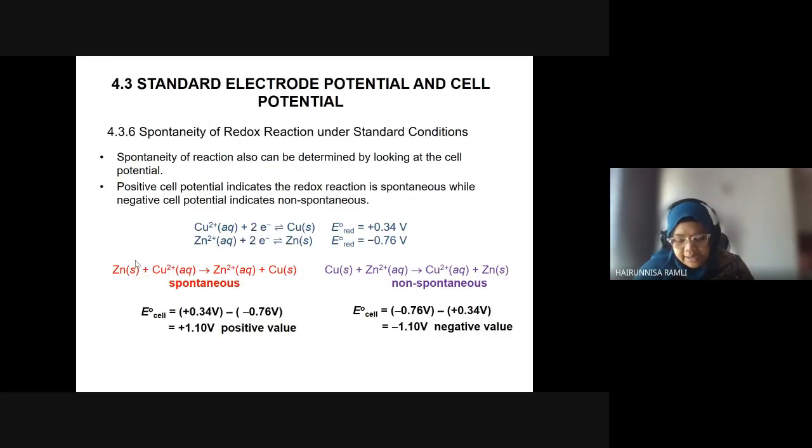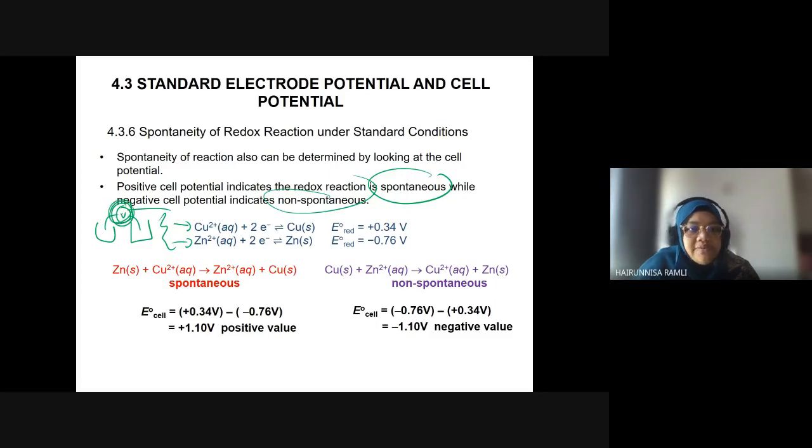Okay. So here it mentions the spontaneity of redox reaction under standard condition. Spontaneity of reaction can also be determined by looking at the cell potential. So positive cell potential indicates the redox is spontaneous, while negative means it is non-spontaneous. Okay. You can't look at the half cell. Of course if you look at half cell, you will say this one is spontaneous and that one is non-spontaneous. But usually we look when we combine both half cells. So the EMF value you get here is what we look at, positive or negative. If it is positive, it is spontaneous.